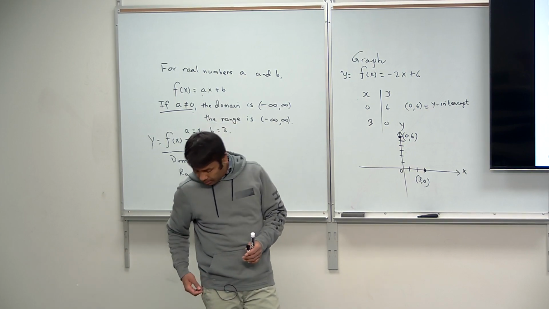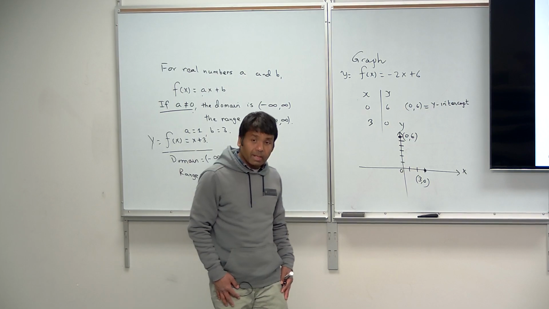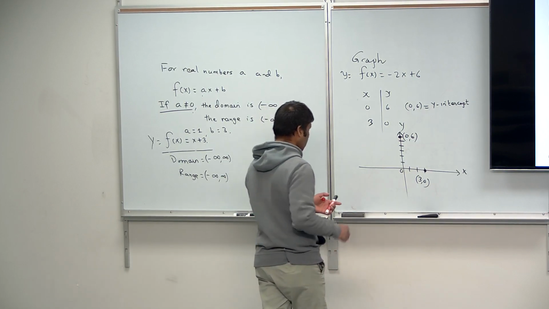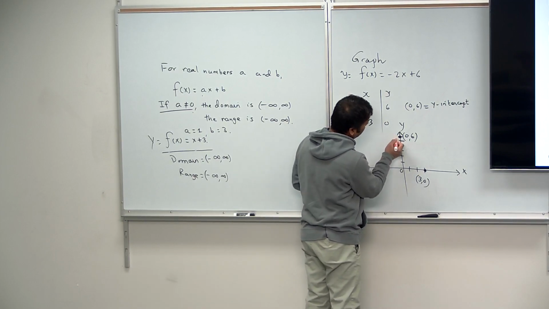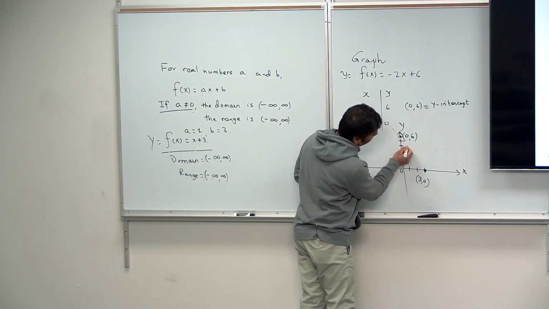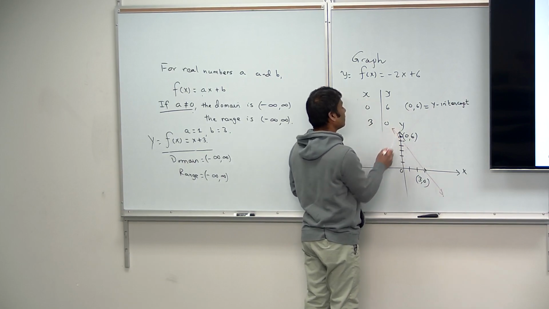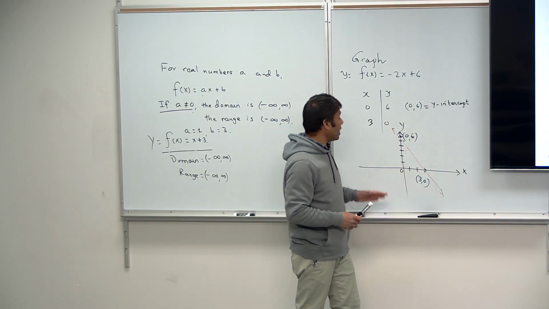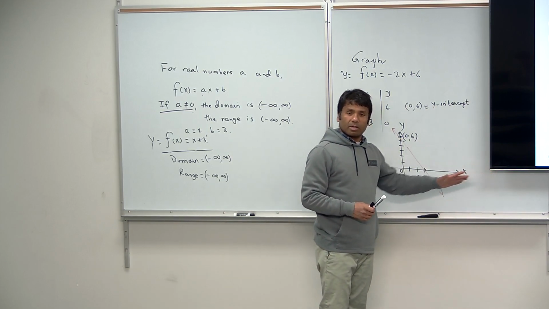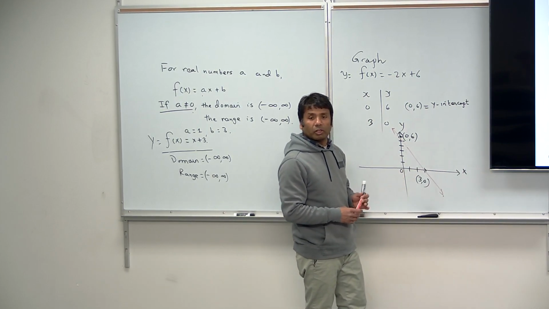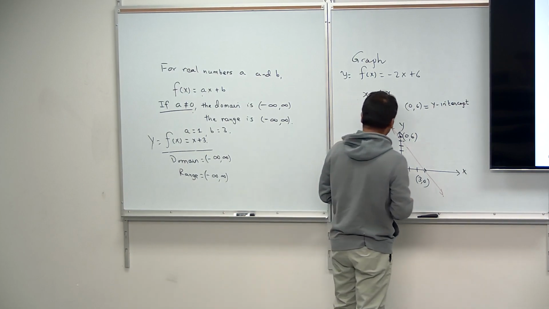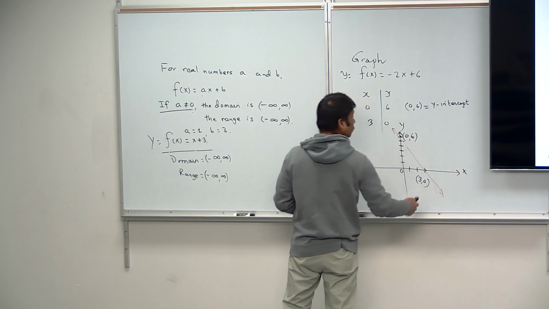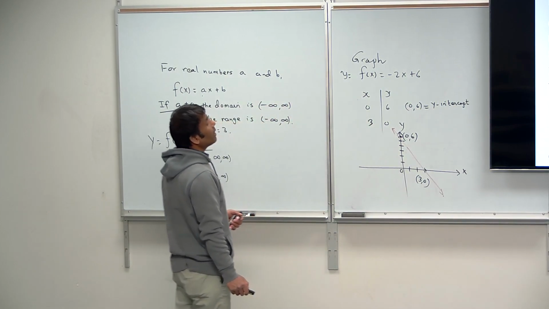Right, guys? Does that make sense? You got it? Okay. So now you join them, you connect them. Make sense? And then you see the domain is the set of all real numbers. The range is also the set of all real numbers. So you got it, right? We did that, right?